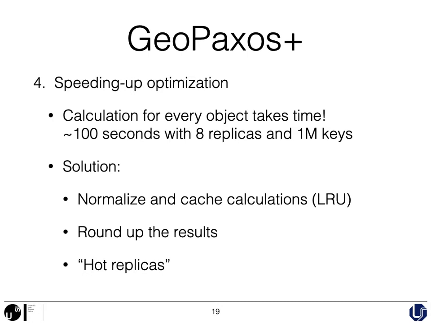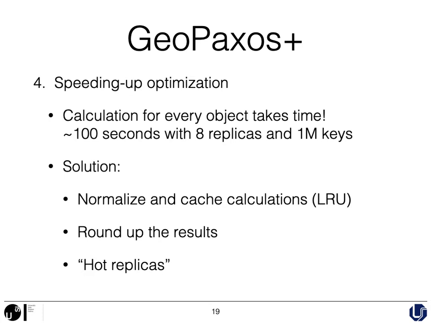This means that a workload with 10 reads and 100 writes is equal to a workload with 1 read and 10 writes. The proportion is the same. We also round up the results to reuse calculation from similar workloads, and we also use this hot replicas strategy.